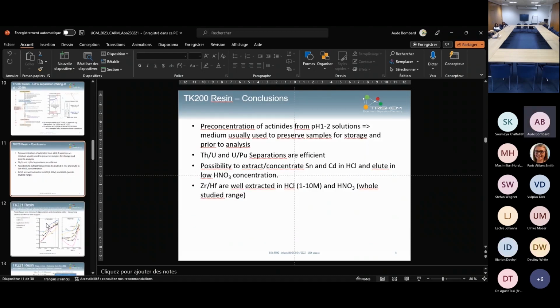So it's a very interesting one for solutions that are pH 1 or 2. It allows pre-concentration and separation of plutonium, uranium, and thorium, and it can also be used for just a U-Pu separation, and it can be used as well for extraction and concentration of tin and cadmium. So this resin is pretty interesting, depending on what you do.